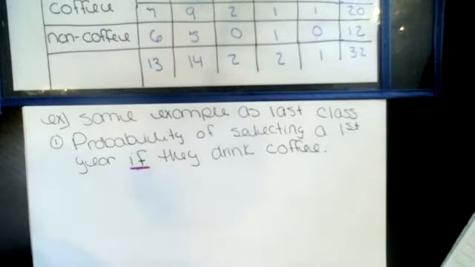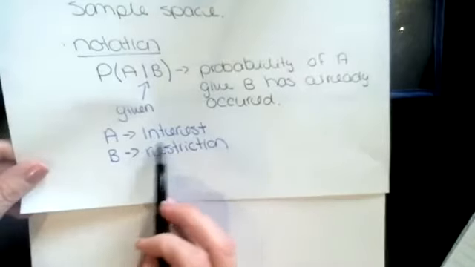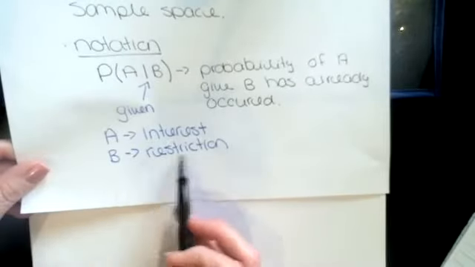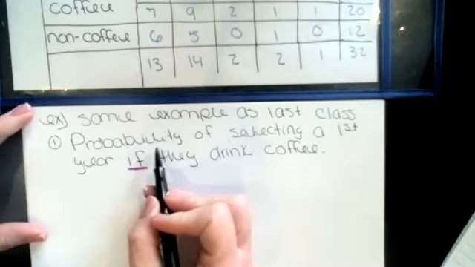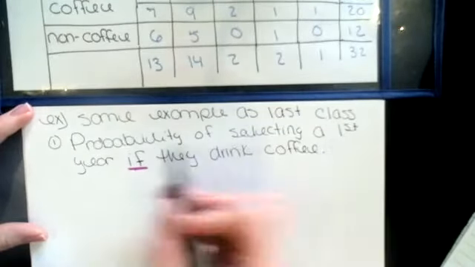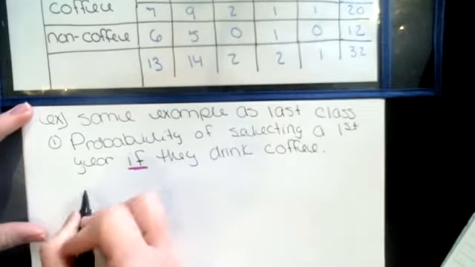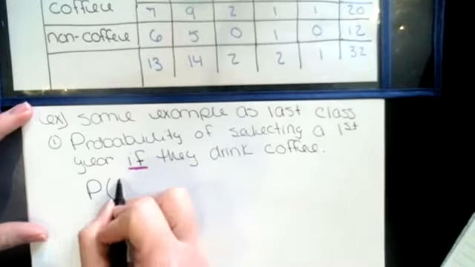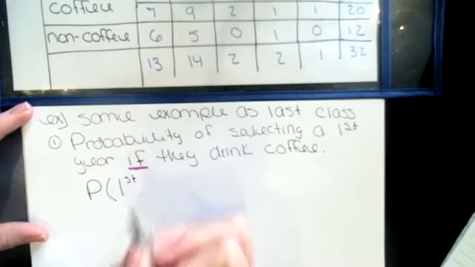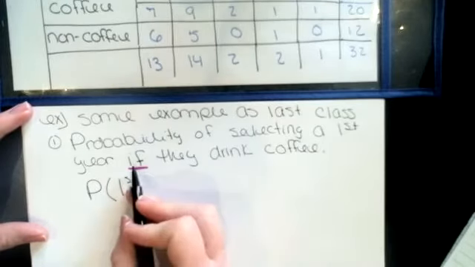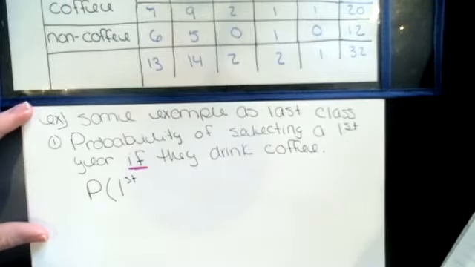So this indicates that we're interested in one thing, but given that something else has already taken place, okay? So that's what I was talking about before, where I have my interest. So that's what I'm interested in, but given that I have this restriction of B already on it. So let's read it again. So the probability of selecting a first year. So that's what I'm interested in. I'm interested in the probability of a first year. So I'm going to write my notation, capital P, and then you can just write one, you can write first, write it out, first year, whatever you want to do, if they are coffee drinkers. So the coffee drinker is my restriction. So I only want to know what's the probability of choosing a first year out of those coffee drinkers.